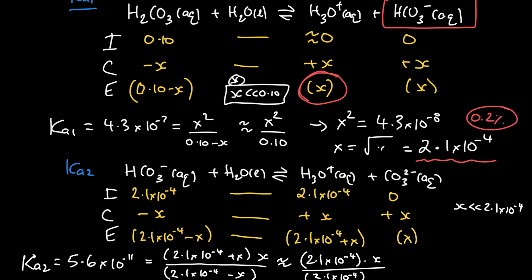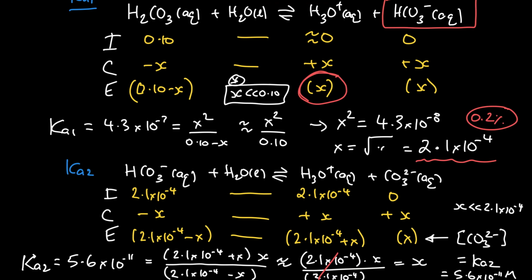And the beauty of this is that notice that this is the same number on the top and the bottom, so it essentially cancels out. And so Ka2 is pretty much equal to x. And remember, Ka2 then is equal to x, so the concentration of carbonate is essentially equal to Ka2. So it's equal to 5.6 times 10 to the minus 11 moles per liter.